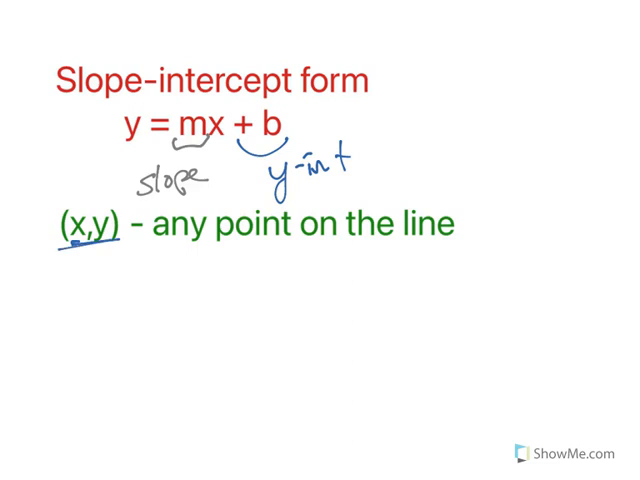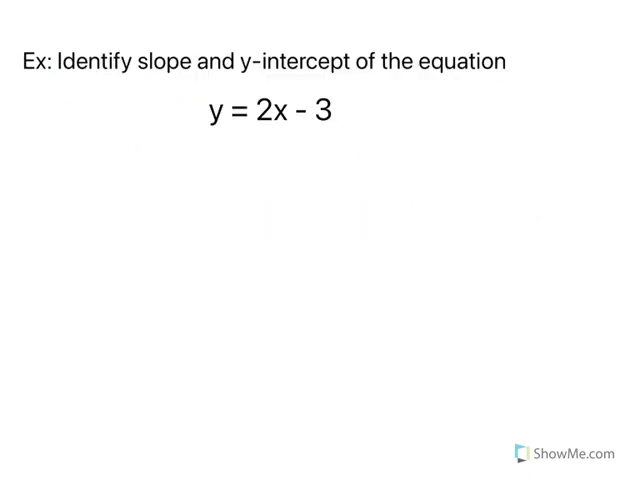But that's not how we talk about it. And then the x and the y that you see in the formula is any point on the line. So they represent literally every ordered pair on the line. Let's play. Let's identify the slope and the y-intercept of the equation.